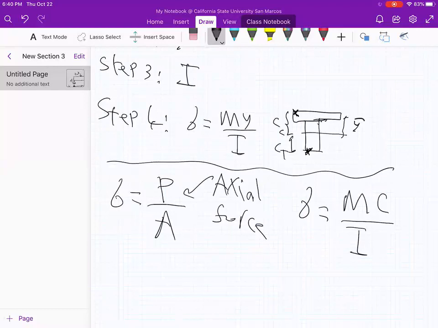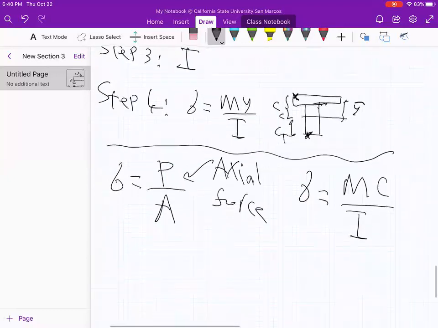Before going to both, I also want to talk about what happens if you have both M_x and M_y, and definitely we need to find both I_x and I_y.